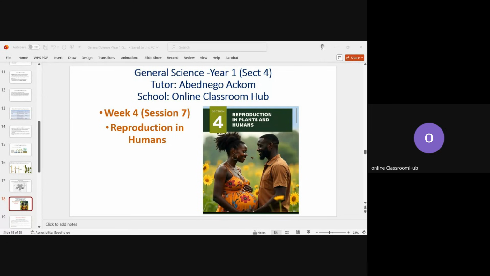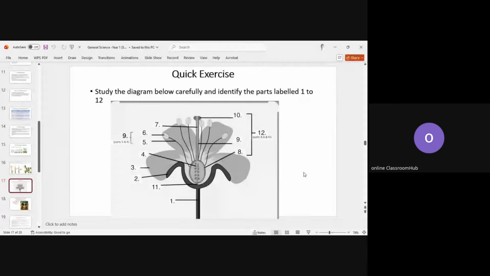All right, thank you. Quickly, let's do this short exercise. We are taking just 3 minutes. So take your pen, your paper, your book, and then do this exercise. Study the diagram below carefully and identify the parts labeled 1 to 12. So we have 1 to 12.